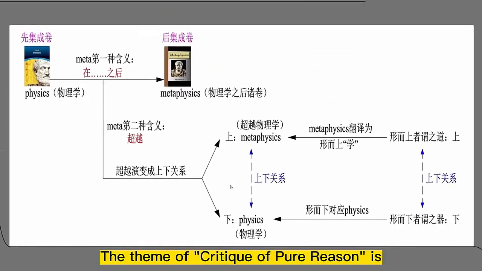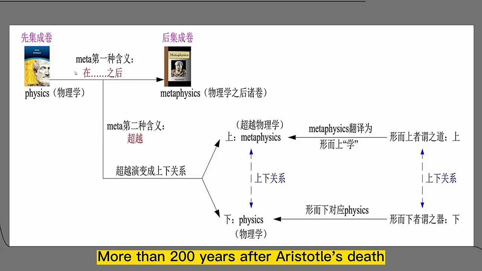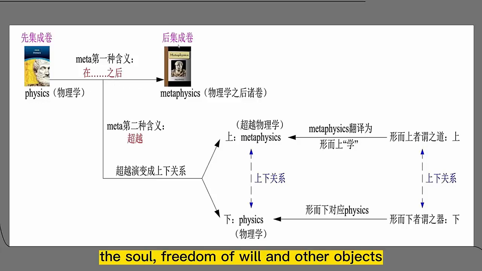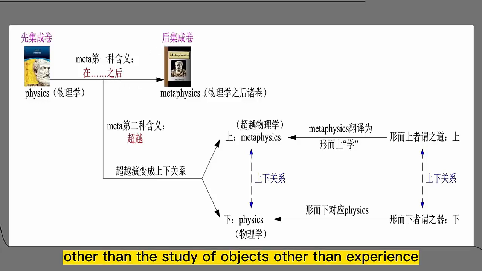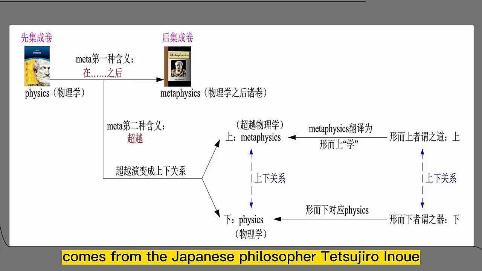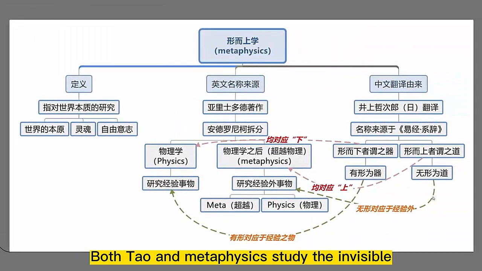The theme of Critique of Pure Reason is, how is metaphysics possible? So, what is metaphysics? More than 200 years after Aristotle's death, Andronicus compiled Aristotle's works on the nature of things, the soul, freedom of will and other objects other than the study of objects other than experience, ranking them after the book Physics that studies the specific form of things, and named it metaphysics. The prefix meta has the meaning of after, transcendence, and foundation. The Chinese translation of metaphysics comes from the Japanese philosopher Tetsujiro Inoue. Both Tao and metaphysics study the invisible.